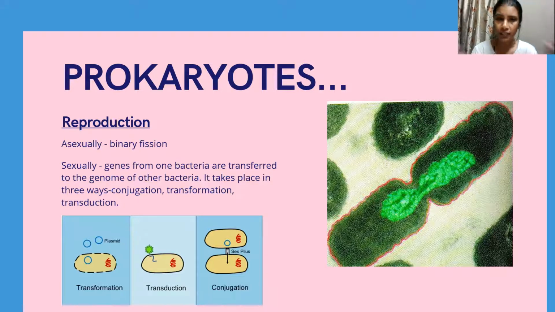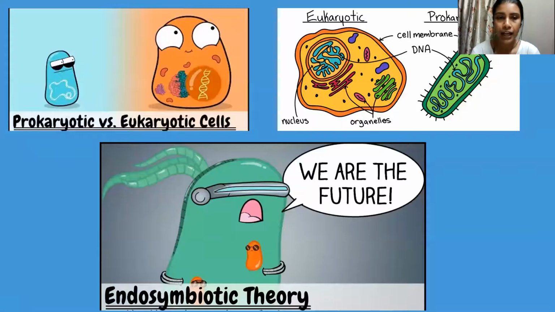Transduction, where another bacteriophage transfers that DNA. And transformation. Transformation here is where a plasmid carries that other DNA and is simply infused into another bacterium. Now that we have finished prokaryotes, a very simple structure, we are going to come to eukaryotic cells.